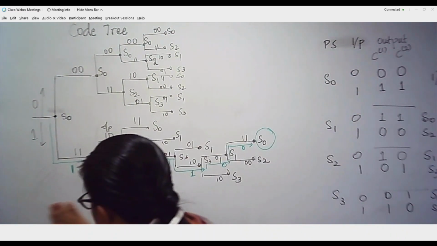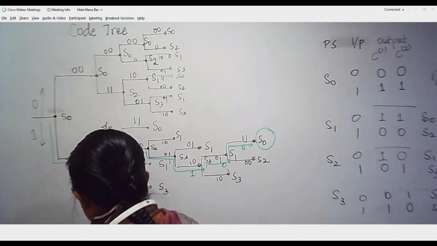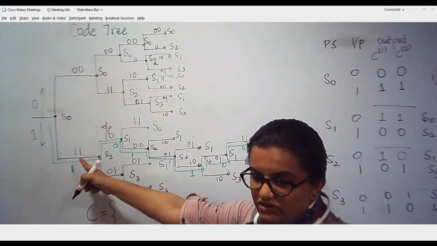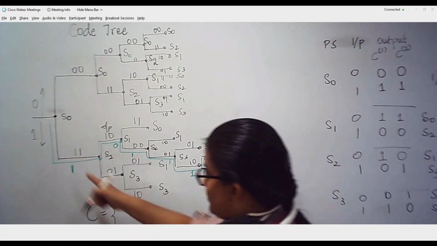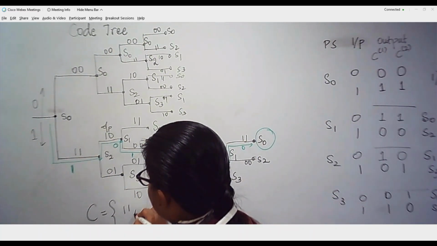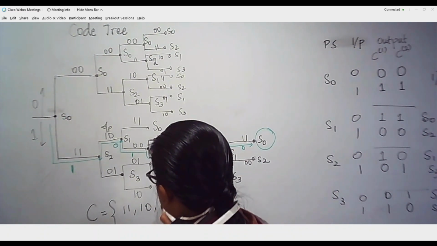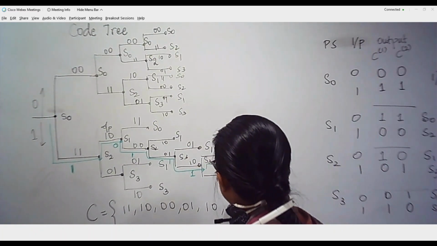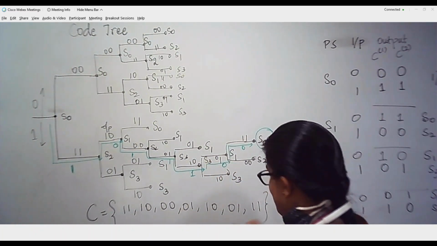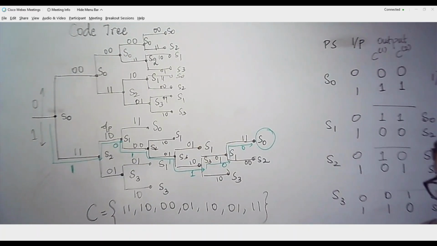So the total output code vector, the C, which I am going to get is, whatever the markings that we have done on the branches, written in a sequence. It is 1, 1, 1, 0, 0, 0, 0, 1, 1, 0, 0, 1, 1, 1. This is the output sequence, the convolution coded output sequence for the given data bits, that is 1, 0, 1, 1, 1.